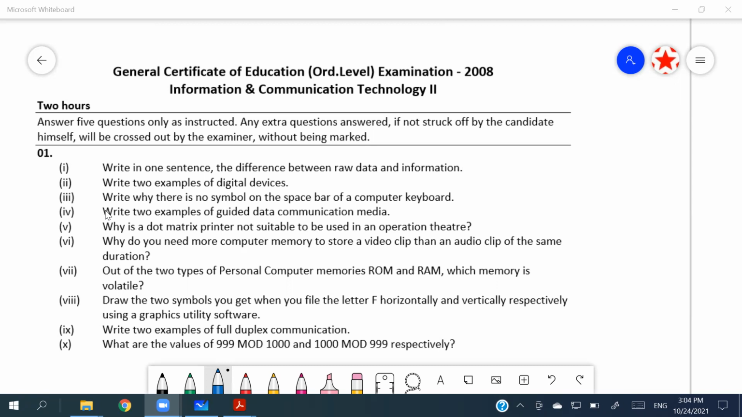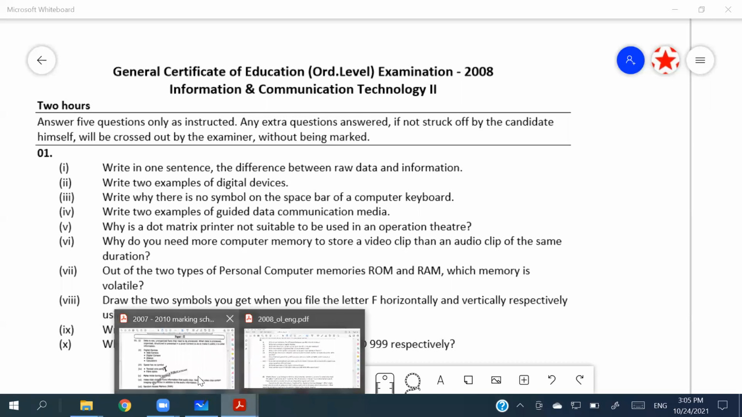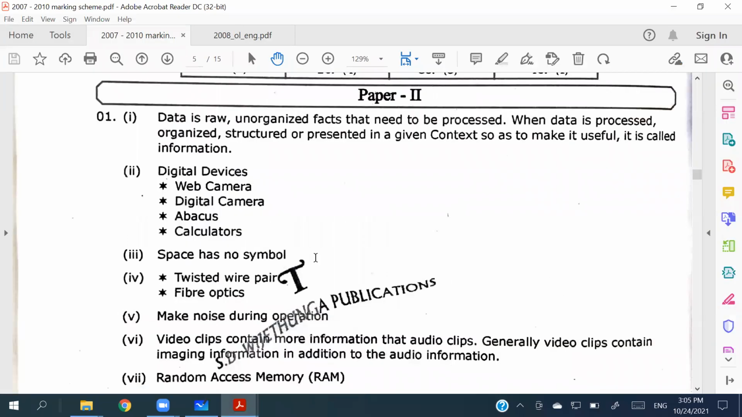So it is asking, write in one sentence the difference between raw data and information. I'll go by the marking scheme. It says data is raw, unorganized facts that need to be processed. When data is processed, organized, and structured or presented in a given context so as to make it useful, it is called information. Something similar to this, you can collect the marks for that.